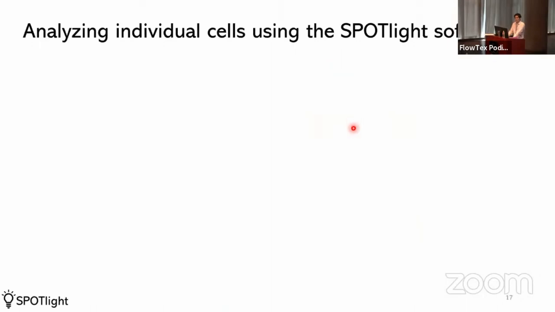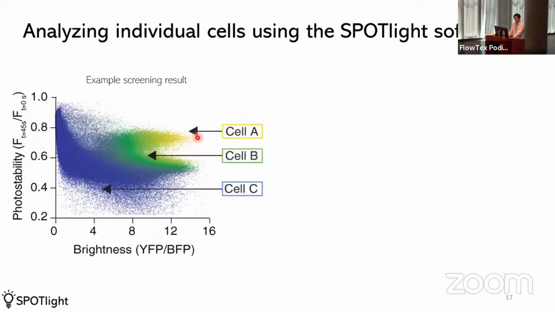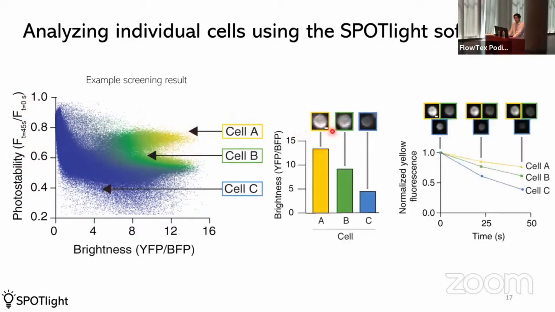And so basically at the end, after image analysis, what we get is something very similar to a FACS plot where individual data points represent individual cells. But unlike FACS, we can have spatial and temporal properties on the axes. For example, photostability on one of the axes, where we look at fluorescence at different time points. And also unlike conventional FACS, you can link these data points to actual raw images of the cells. And you can also track them over time, look at their brightness and the fluorescence levels over time.